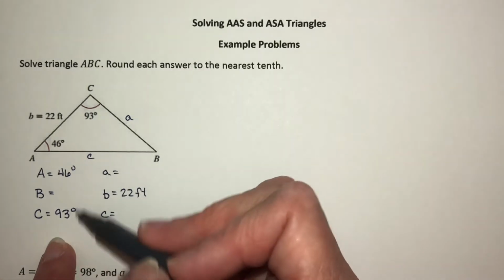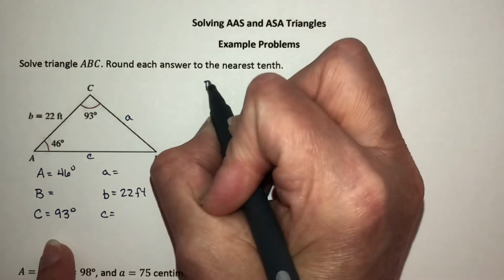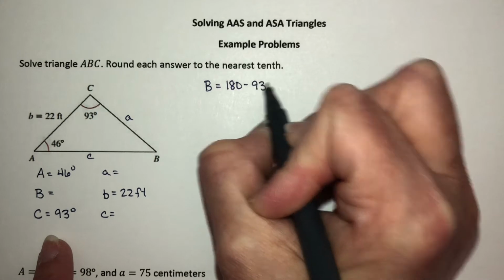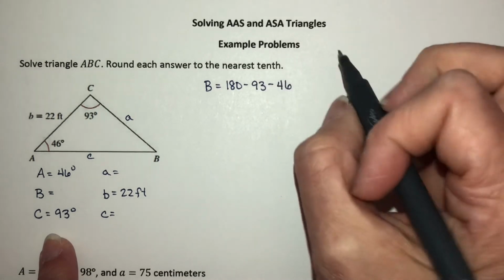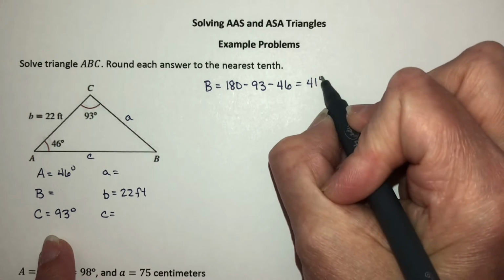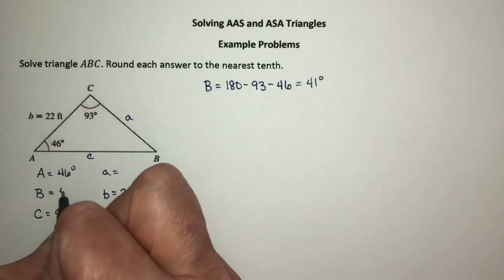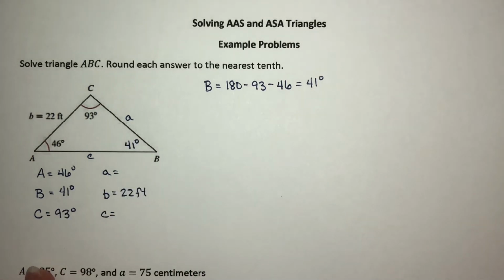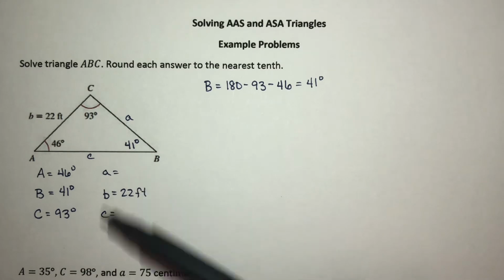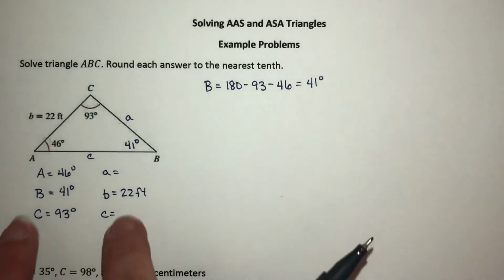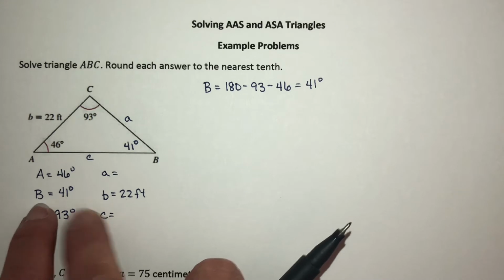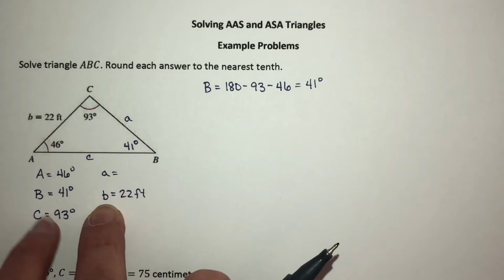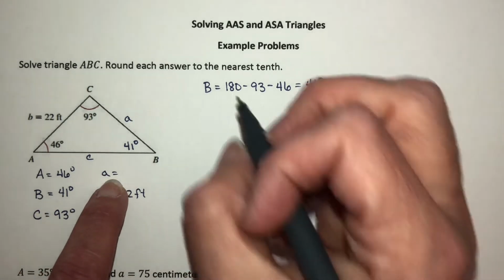Now, if you have 2 angles, finding the third is easy. Angle B is going to be 180 degrees minus 93 minus 46, which gives us 41 degrees. So angle B is 41 degrees. Okay, now to find the length of these 2 sides, we're going to need to use the law of sines. We need to have both the angle and a corresponding side in order to use the law of sines, and we have that.